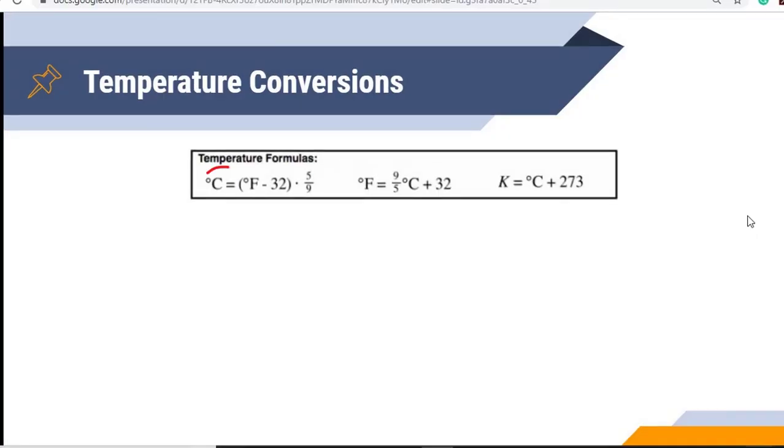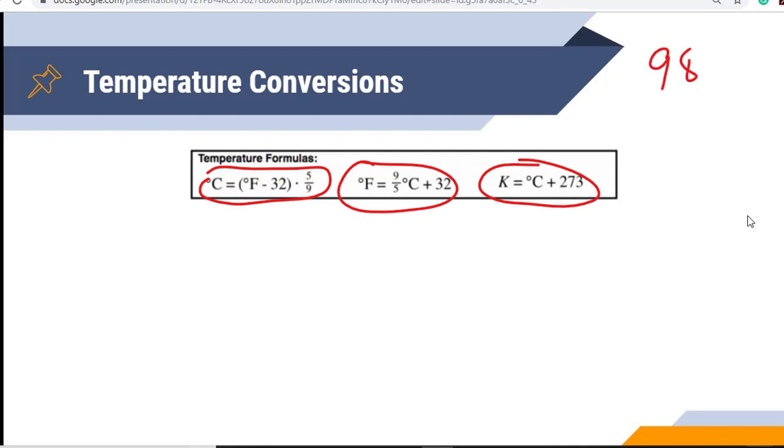We've got one that allows us to convert Celsius from Fahrenheit, one that converts Fahrenheit from Celsius, and one that converts Kelvin from Celsius. So if I give you a temperature, you should be able to convert to whatever formula you need. So for example, let's do human body temperature. Human body temperature is 98.6 degrees Fahrenheit. Let's convert that to Celsius.